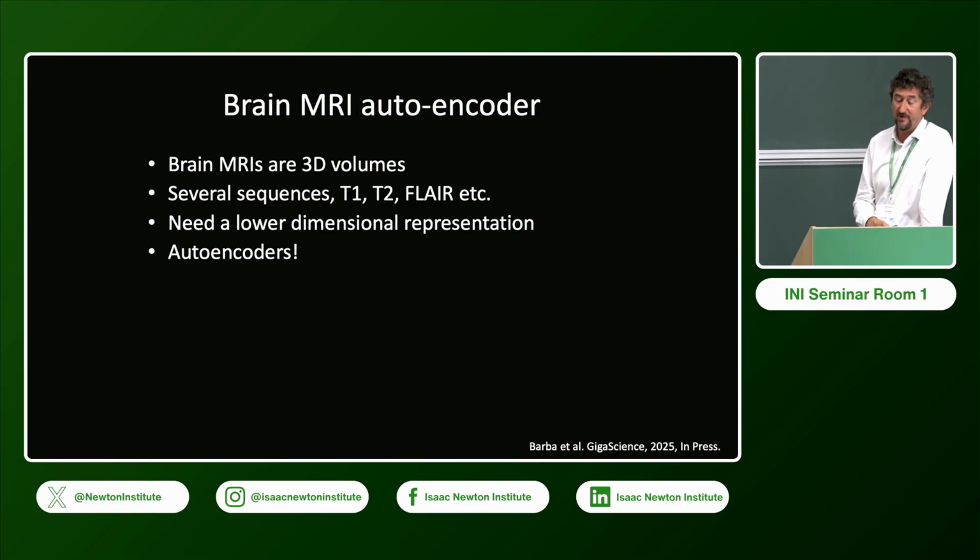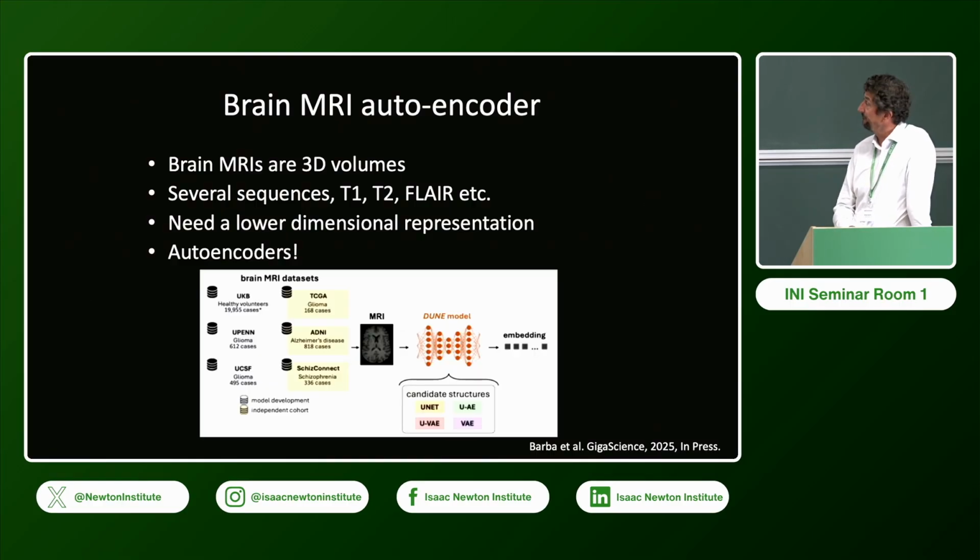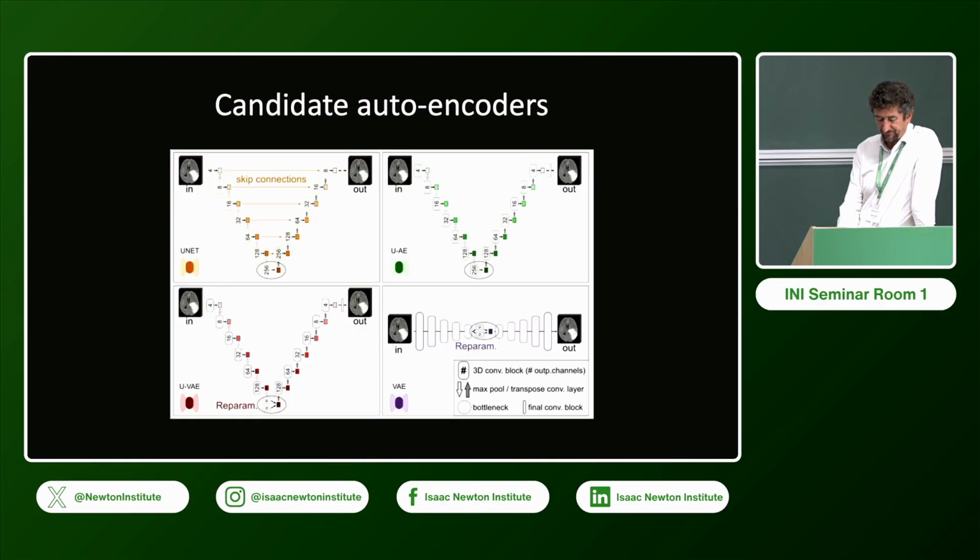Similarly, for brain MRI, we've also developed similar models on multimodal MRI. We used a number of different cohorts. We used brain MRI from UK Biobank, from healthy individuals. And then we test the encoding that we learn on various other disease cohorts, both in oncology and also outside of oncology. And these are the architectures that we use. These are all various types of autoencoders. We have UNETs, a regular autoencoder, variational autoencoder, and so on.